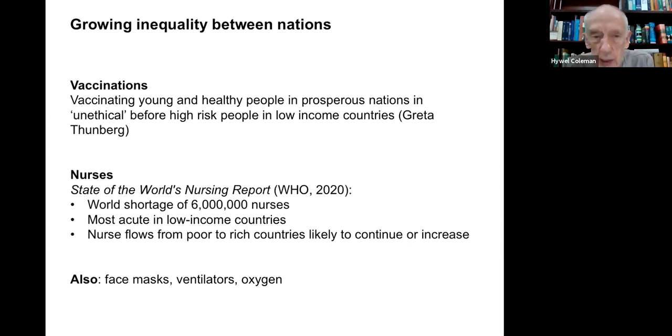Nurses, this is an interesting issue. Even before COVID, there was a world shortage of 6 million nurses, but what we find is that many of the nurses in the developed countries, even though they've been terribly overworked since COVID came, come from developing countries, and the developing countries have an even more severe shortage of nurses. So the flows from poor to rich countries, it's predicted, will continue throughout COVID and post-COVID. So there's an irony and an injustice here. And we see the same thing with face masks, ventilators, and even oxygen, that the disparity, the inequality between nations is increasing.